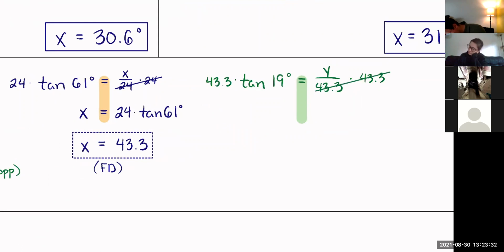That knocks it off of the right-hand side. I'm going to do a kind of a double step here. I'm going to write the variable first. So Y equals 43.3 times the tangent of 19 degrees, which with the help of my calculator, I should be able to find. 14.9.